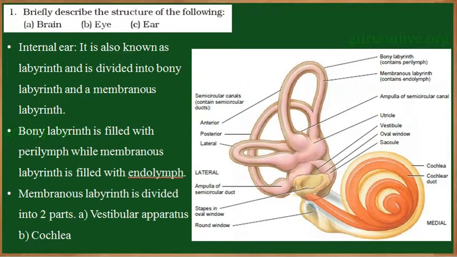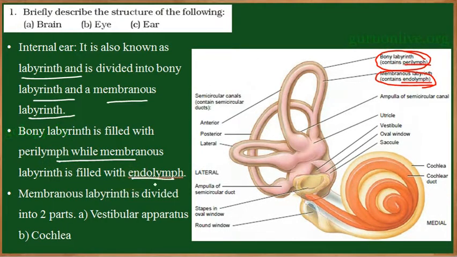The internal ear. This is the internal ear. It is divided into the bony labyrinth and the membranous labyrinth. So we call them the bony labyrinth, and inside one is the membranous labyrinth. They are filled with fluids called perilymph and endolymph. Now the membranous labyrinth is further divided into the vestibular apparatus and the cochlea. This region is the vestibular apparatus and this region is the cochlea.